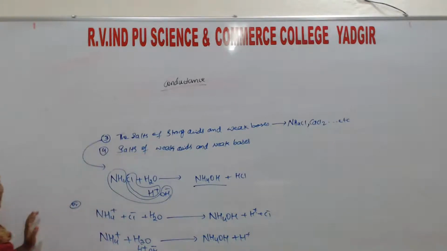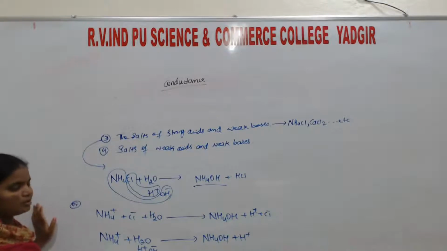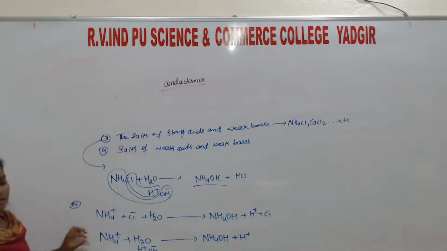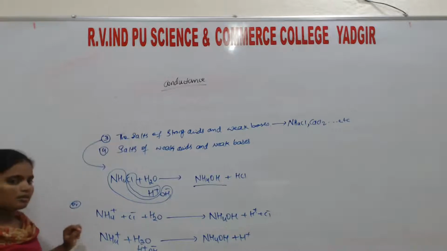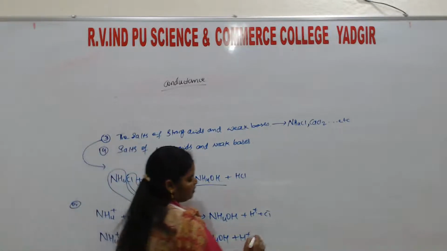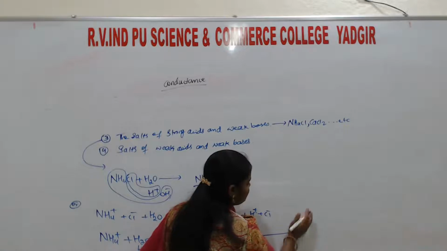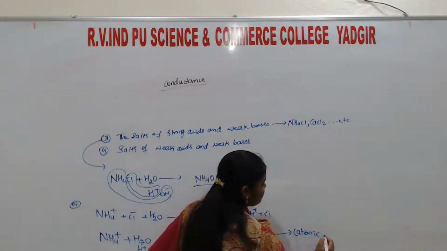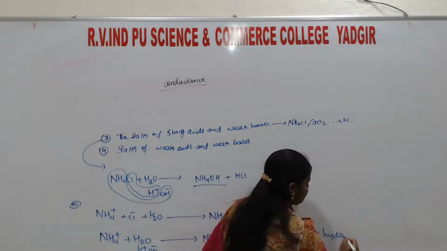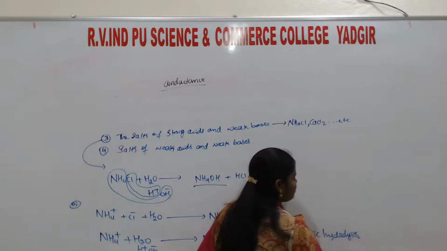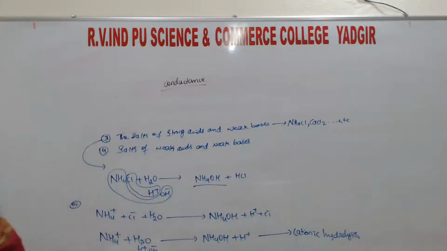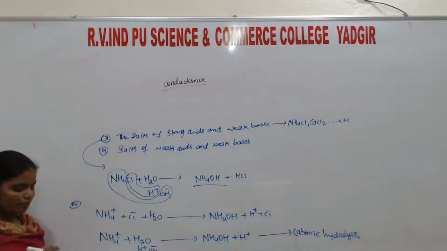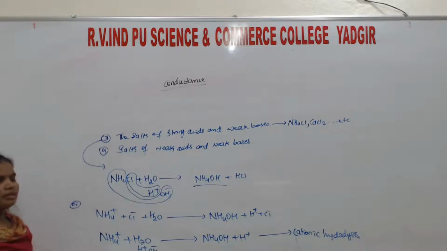And here in this second category, this is known as cationic hydrolysis. This process is known as cationic hydrolysis. This example comes under the salts of strong acids and weak bases.